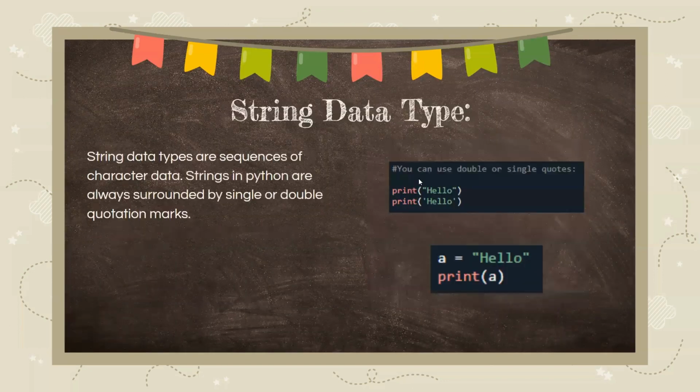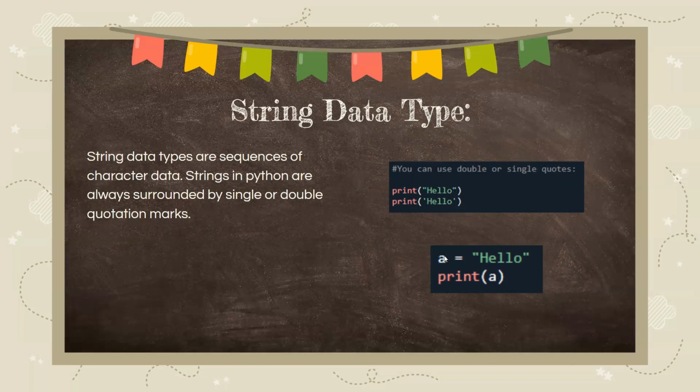Now we have the string data type. The string data type is also a really common data type when it comes to variables and values inside variables. The string data types are sequences of character data. Strings in Python are always surrounded by single or double quotation marks. So you can see right here, you can use double or single quotes, and you can see we have print hello and print hello, and these will still print the same thing, which is hello. So you can do it either way you want. I personally always use double quotation marks, but it really doesn't matter.